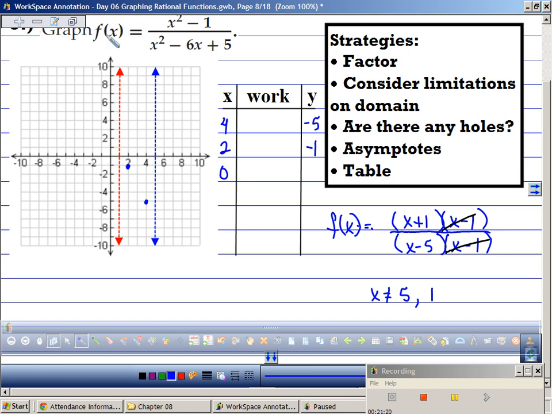Oh, by the way, Mrs. Watkins brought this to my attention. You don't have to plug it into this original. You can just plug it in here. I'm so glad you guys are so much smarter than me. You guys are. So you guys teach me stuff all the time.